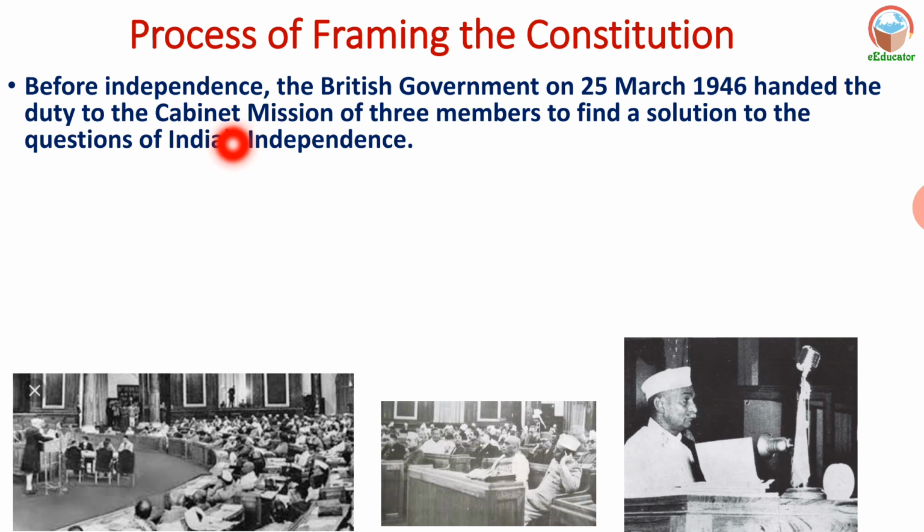The Cabinet Mission had three members of the British cabinet, the British Parliament. England के अंदर से तीन cabinet minister थे, three cabinet ministers of Britain who arrived in India. Why did they come to India? To find the solution to the question of Indian independence. The British had already declared to give independence to India. So the British cabinet sent a mission to India to look after the constitution of India.